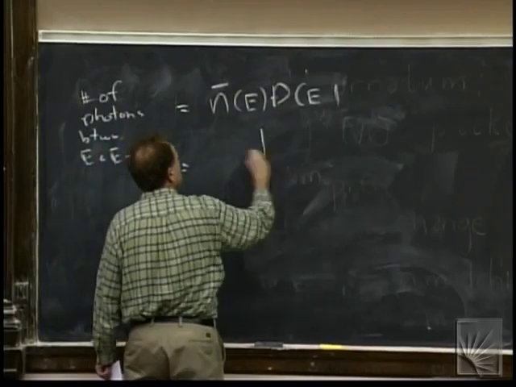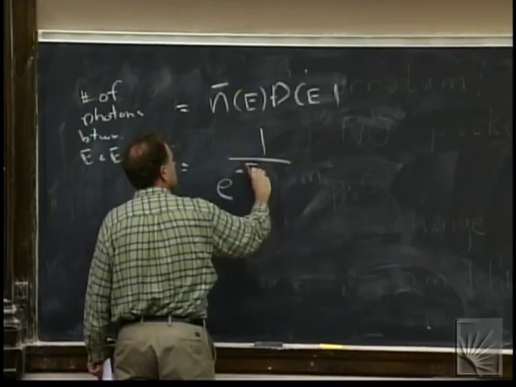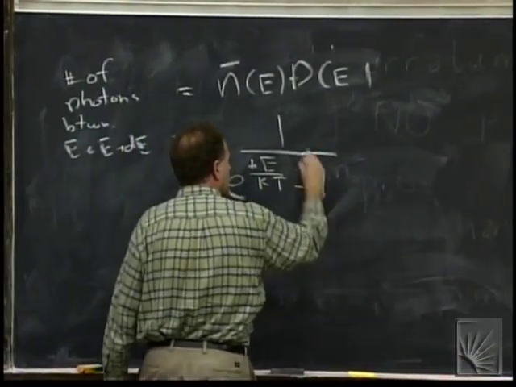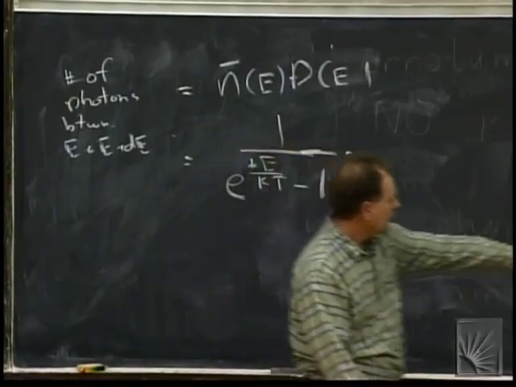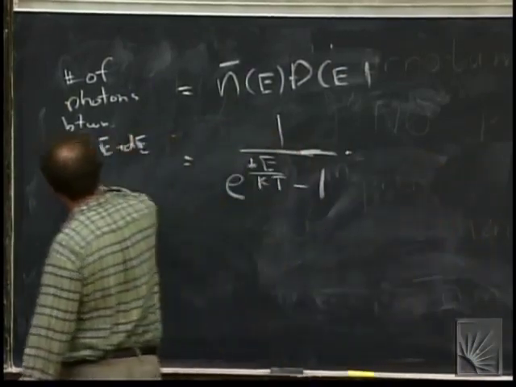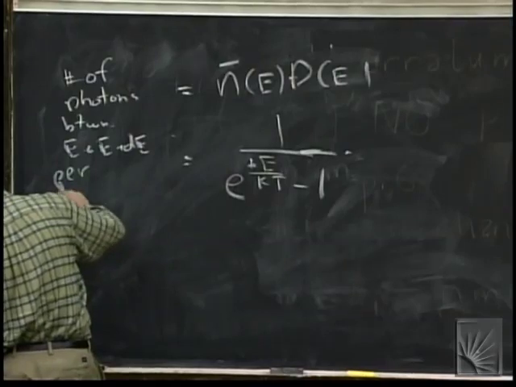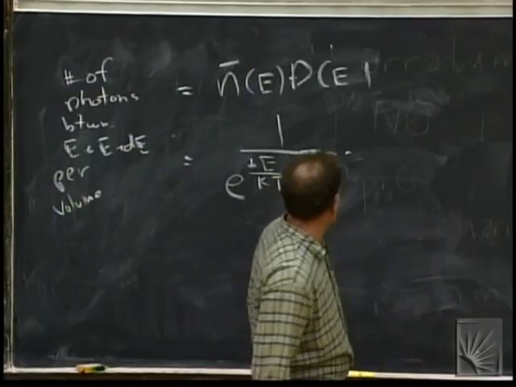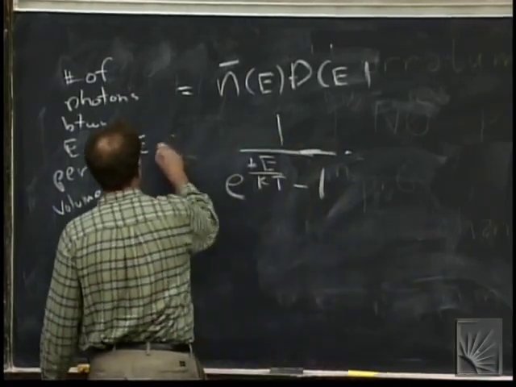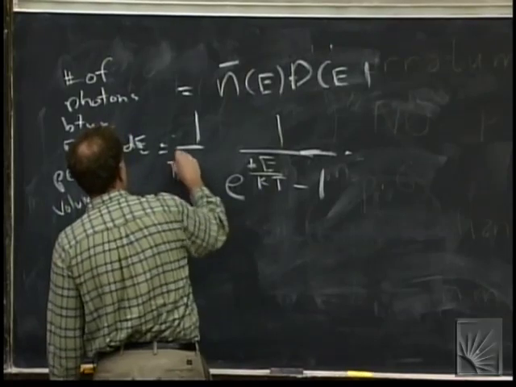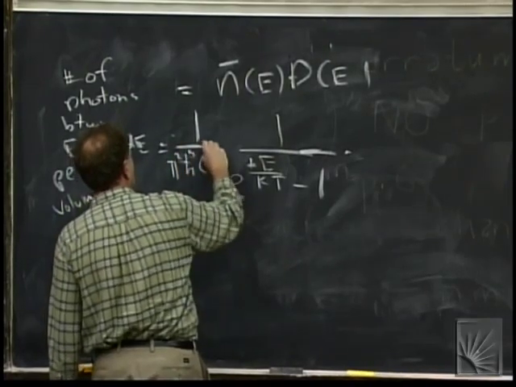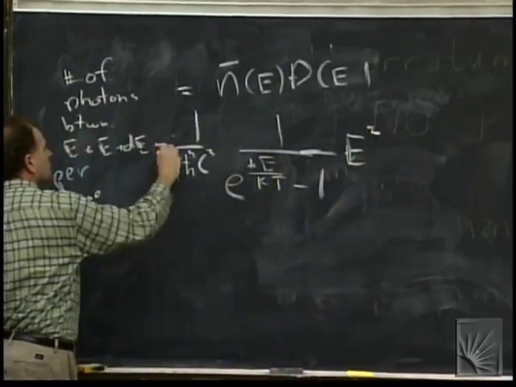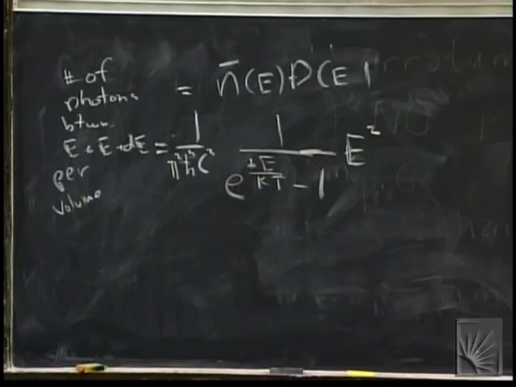And just to write the two numbers down, this was this term e to the plus E over kT minus 1 times that beast. And also, let's do this per volume. Okay, so I'm going to divide the volume away when I multiply by the density of states. So I simply have a prefactor, which is pi squared h bar cubed c cubed. And then I have E squared. All right?